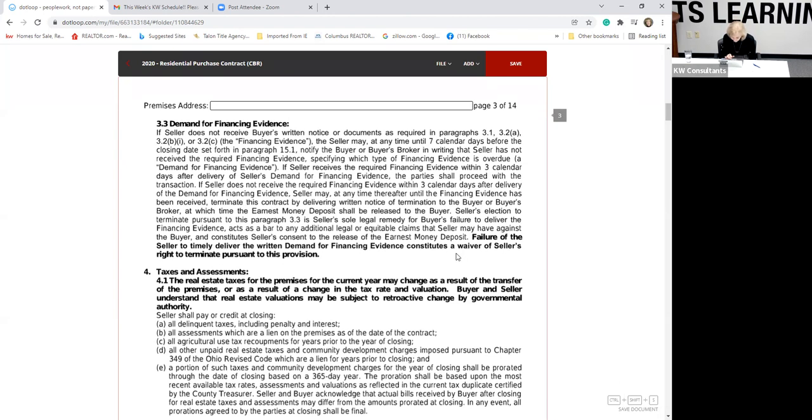because if you look at the last sentence, failure of the seller. So the buyer didn't get all the paperwork in and the seller does nothing. So if he doesn't call for it, which he can do, then the failure of the seller to timely deliver the written demand for financing evidence constitutes a waiver of seller's right to terminate pursuant to this provision. So again, if you have a backup contract, you just want to make sure you get all your paperwork in.